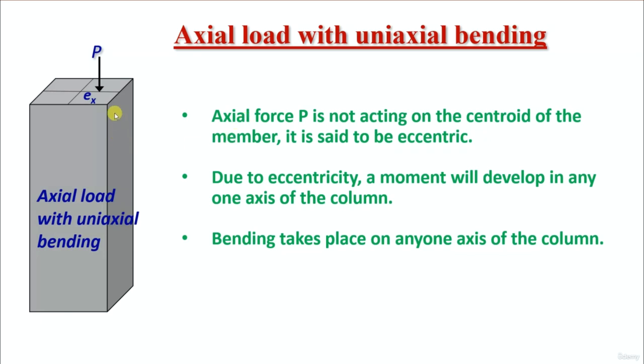Next one is axial load with uniaxial bending. If the load is acting some distance away from the CG of the member, then it will get axial load along with bending moment. So that is uniaxial bending. Here axial force P is not acting on the centroid of the member. It is said to be eccentric. That eccentricity we can call EX. Due to that eccentricity, a moment will develop in any one axis of the column. If it is acting away from the member in the X direction, the moment will be in the X direction. If it is acting away in the Y direction, we'll get the moment in the Y direction. So bending takes place on any one axis of the column in uniaxial bending.